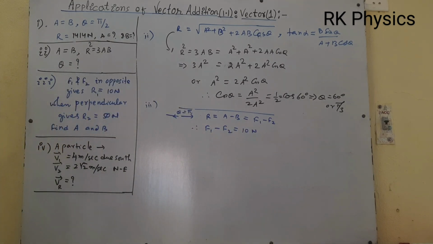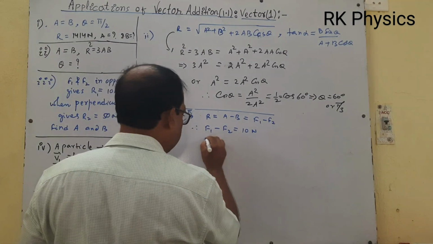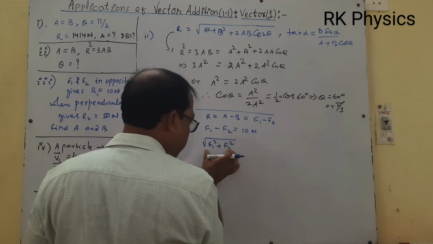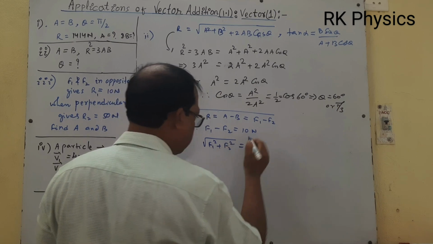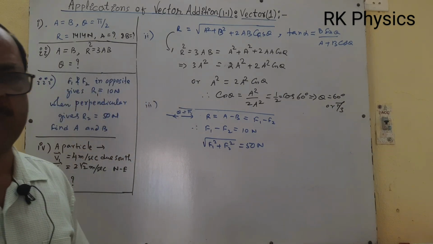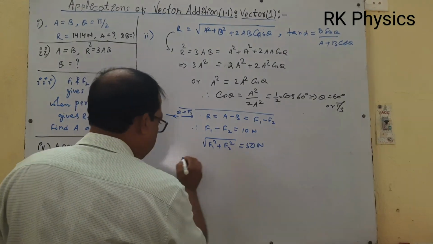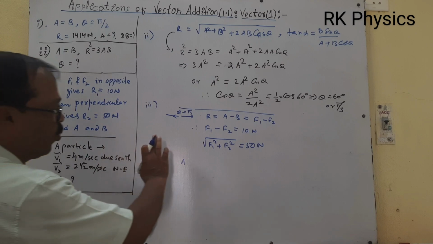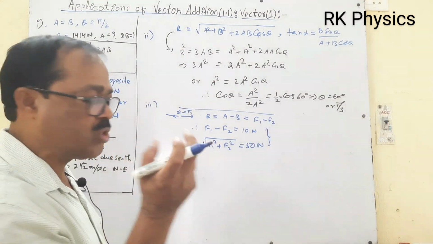When perpendicular, the resultant is root over F1 square plus F2 square, as per Pythagoras theorem. As per the question, this is 50 Newton. Now how can you find A and B? To find them from these two equations, you take an algebraic solution.